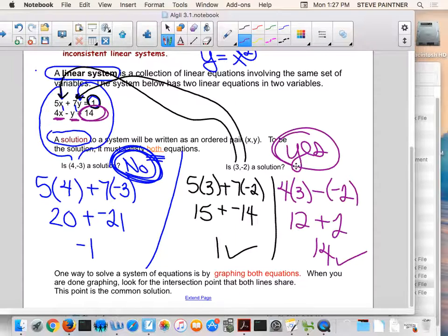All right, guys, we just found the solution because we checked it in both. It worked in both. We're good to go. We got it. This other one is not the answer. It doesn't work. It didn't even work in the first equation. No sense in trying the other equation.